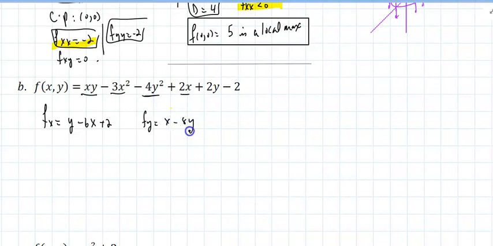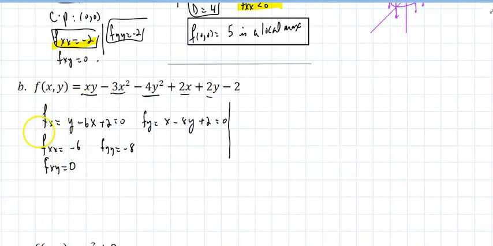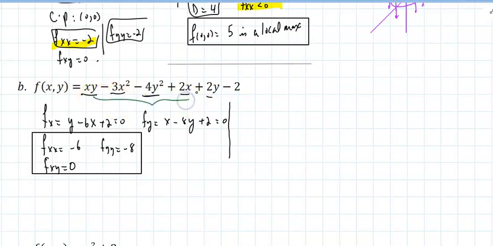minus 8y plus 2. This is a system of equations. I want this to equal 0 and I want this to equal 0. The reason I'm leaving some space, I still need to find f sub xx, which is -6. And I need to find f sub yy, which is -8. And I need to find f sub xy, which is 0 in this case. So I need those values every time. Now what I need to know is at which point am I going to have a local maximum or minimum.